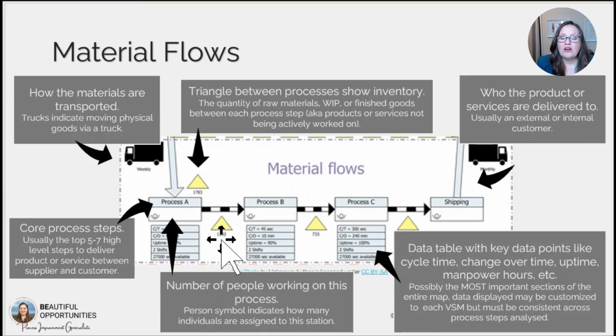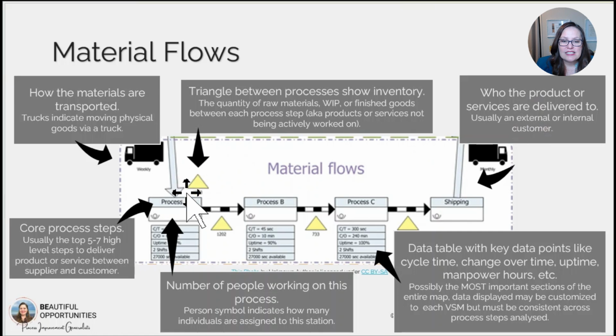Next, we're going to think about our customer and our supplier. So, our customer is going to be who we deliver to. So, our process flows from our supplier. This might also show how our materials are transported. So, we'll see how things move from our supplier through this value stream, and then how are those things getting out to our customers.